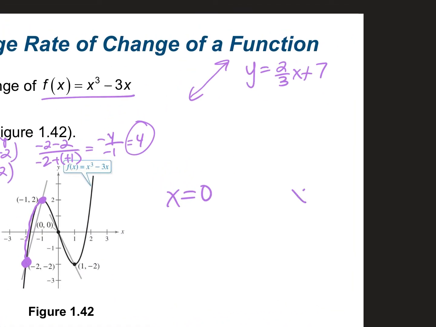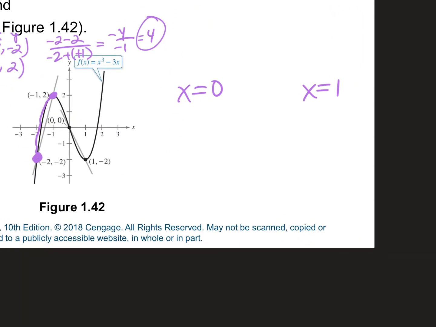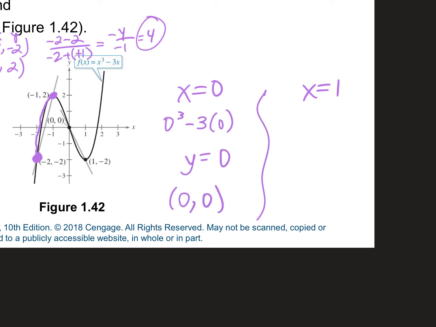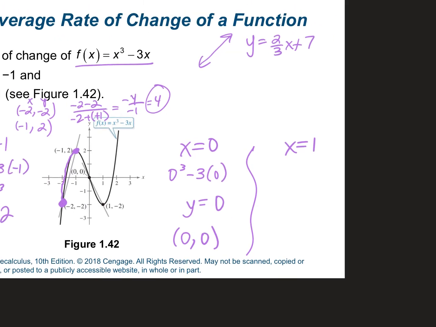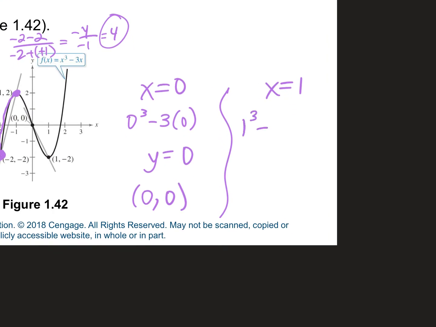So if they ask us, and they did, for the average rate of change over the interval of x is 0 and x is 1, we're going to do the same thing, guys. Plug in 0, so 0 cubed minus 3 times 0 gives me what? 0. Okay, thank you. That was scary for a second. So 0, 0. Now I'm going to plug in 1. 1 cubed minus 3 times 1. What's 1 cubed? Minus 3 is -2. So I have the point (1, -2).